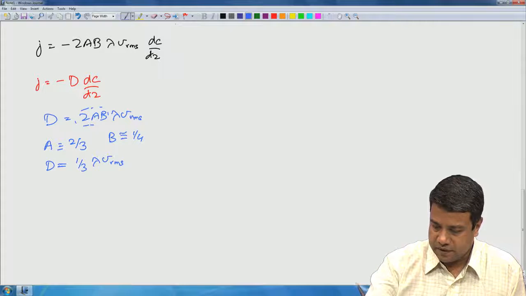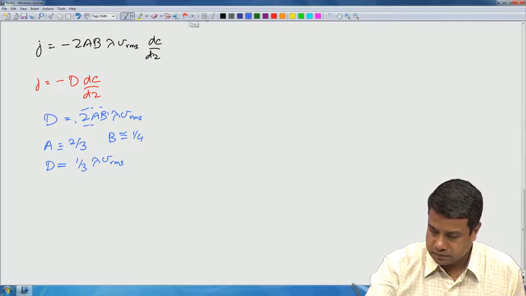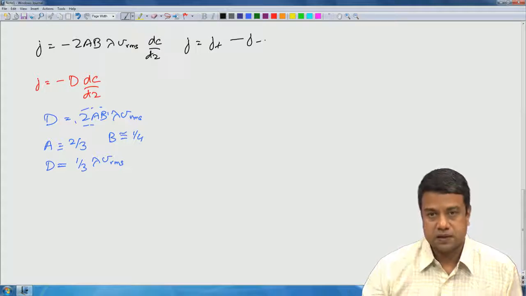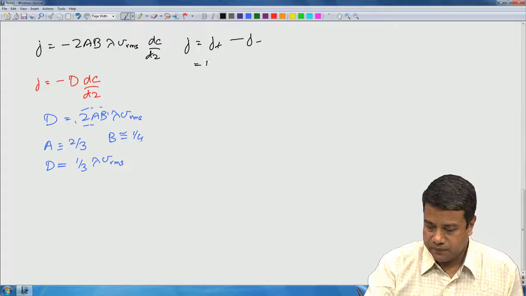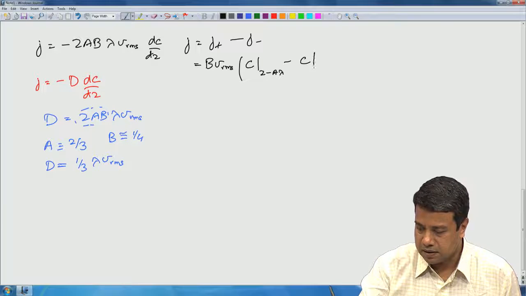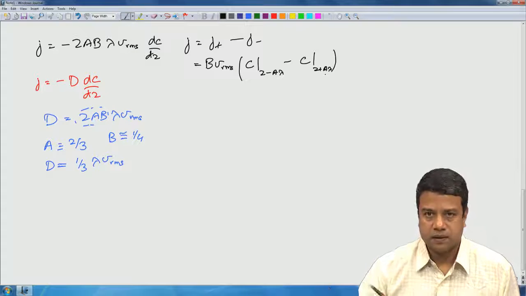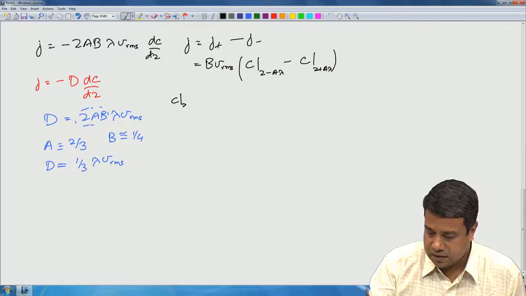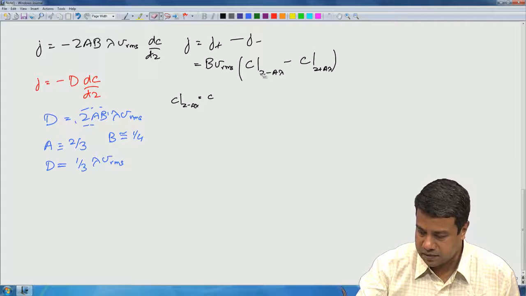So, therefore, the flux was given by J is equal to J plus minus J minus, which is equal to B times V RMS into C at z minus a lambda minus C at z plus a lambda. Now, each of these two we had expanded. We had written C at z minus a lambda is equal to C. I should try, this was actually at 0, z was 0 here. So, let me just remove that.